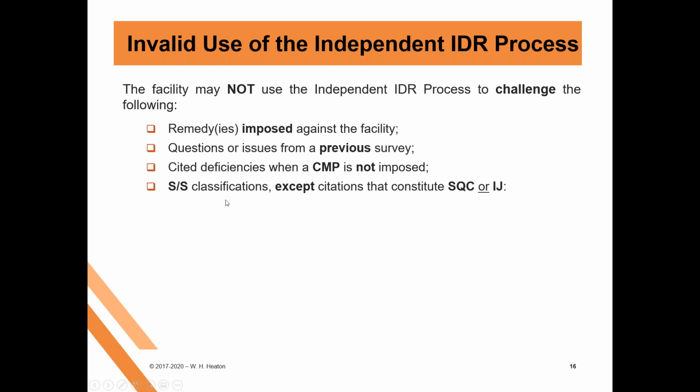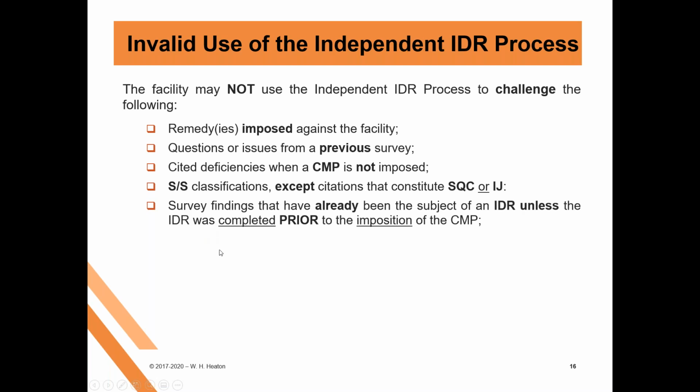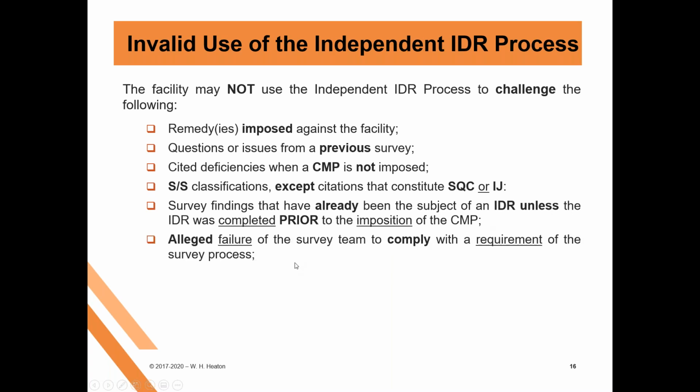You cannot challenge the scope and severity of a deficiency unless it is a substandard quality of care or immediate jeopardy citation. It's the only time you can challenge the scope and severity. You cannot challenge survey findings that have already been the subject of an IDR unless the IDR was completed prior to the imposition of the civil money penalty. And all of that is addressed in your handout in Chapter 7.